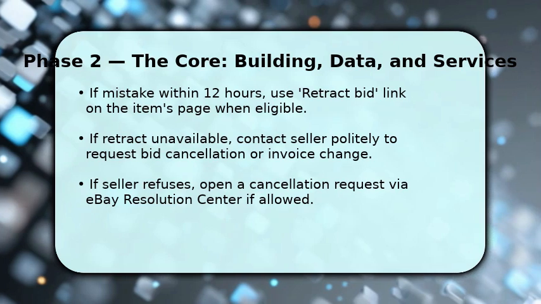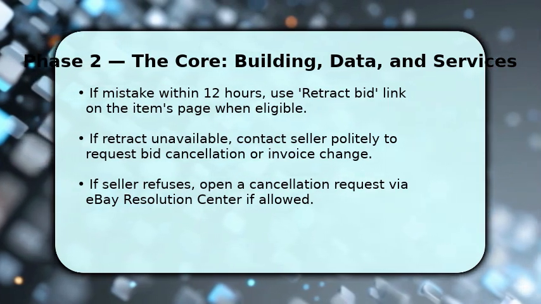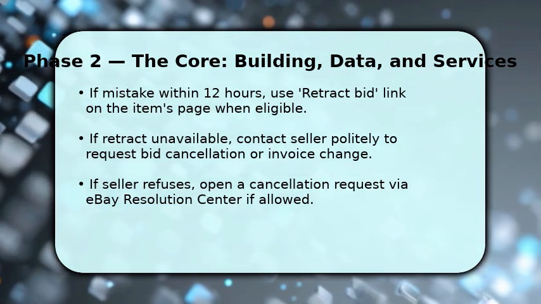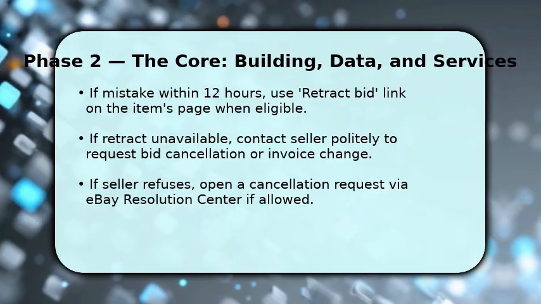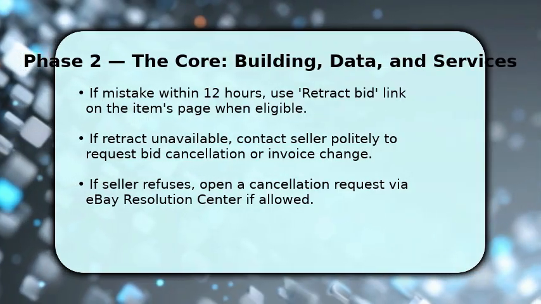Now you'll choose Retract, Seller Request, or Resolution. If your error meets eBay rules like wrong bid amount or duplicate, and within allowed time frame, click Retract Bid and follow prompts. Include a short reason.